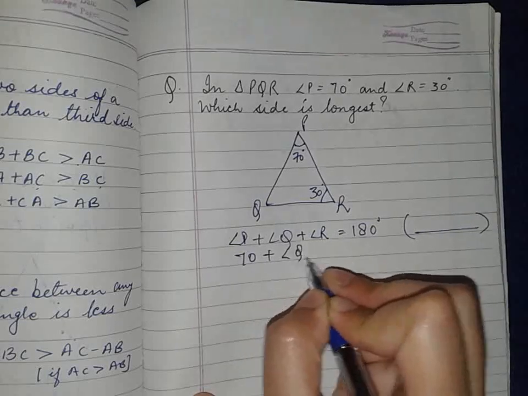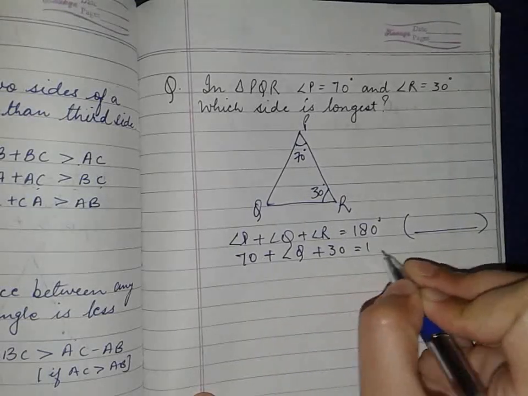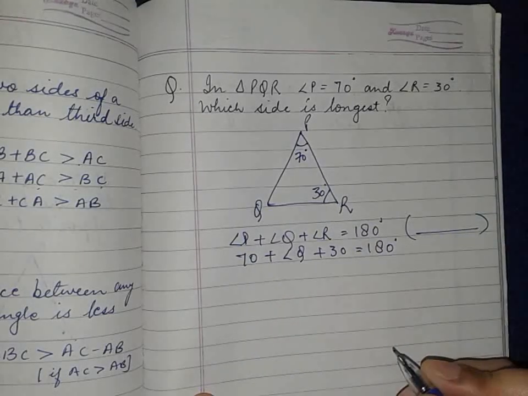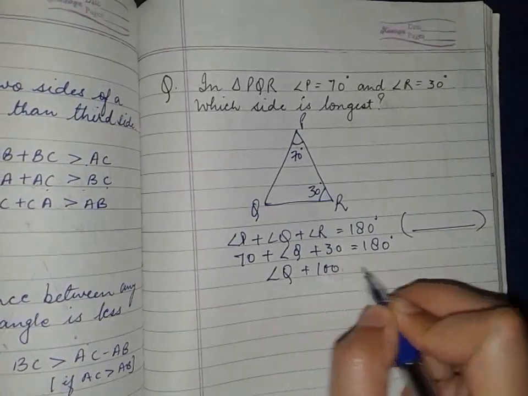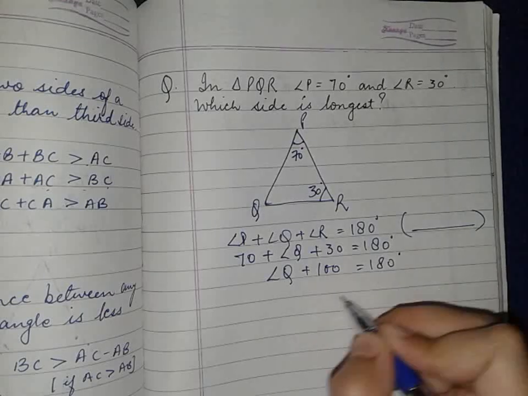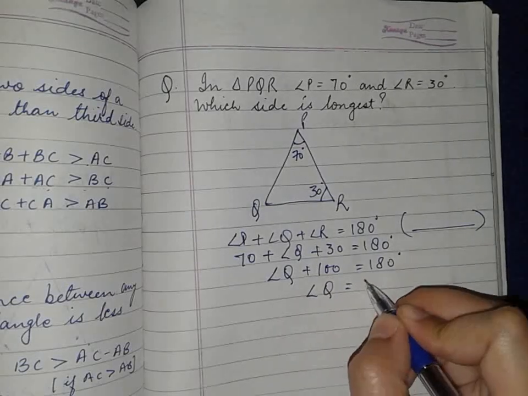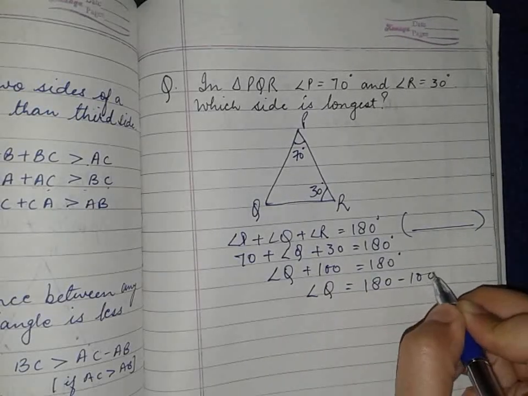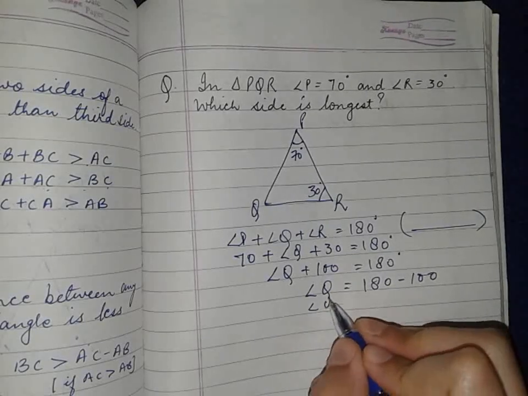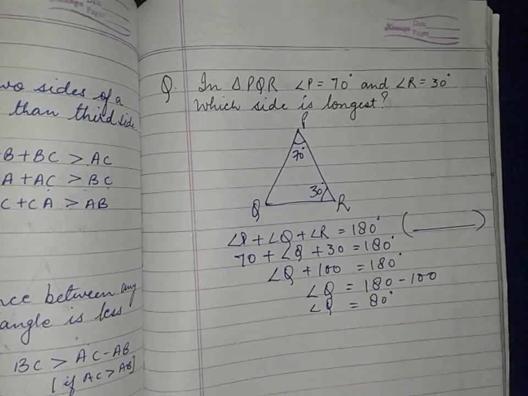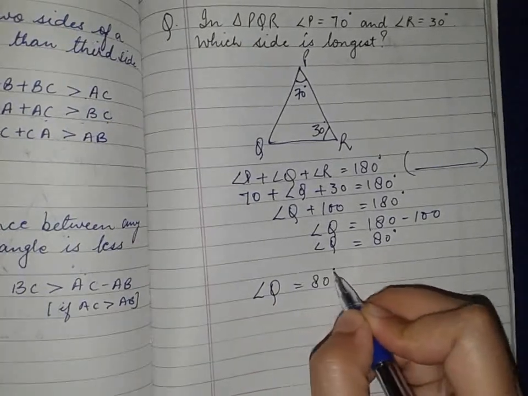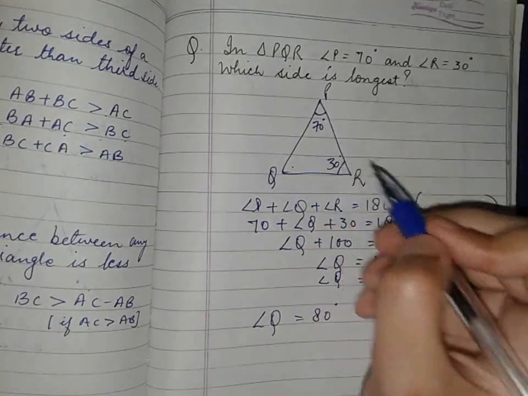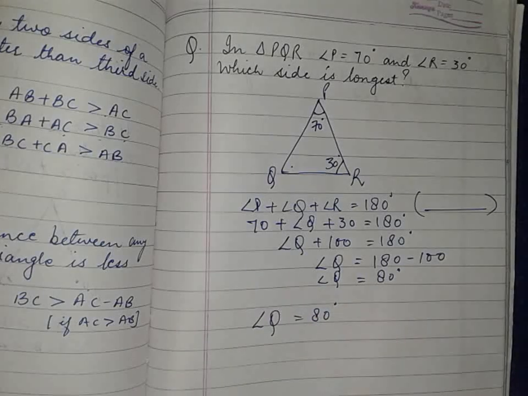70 plus angle Q plus 30 is equal to 180 degree. Angle Q plus 100 will be equal to 180 degree. Angle Q is equal to 180 minus 100. So angle Q is equal to 80 degree. This is 80, this is 70, this is 30. Angle Q is the greatest angle here.